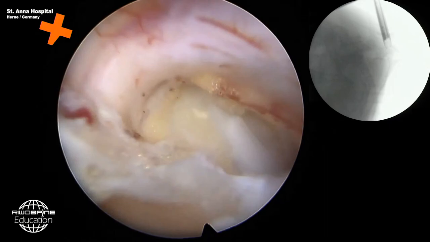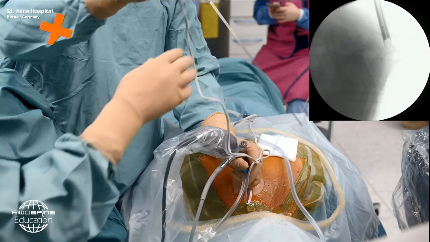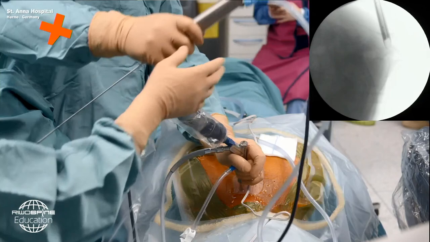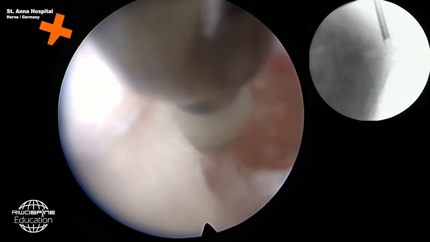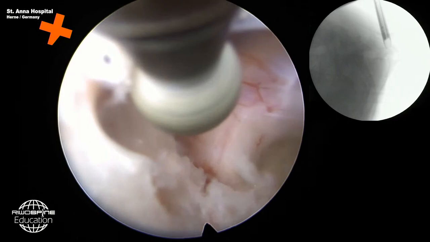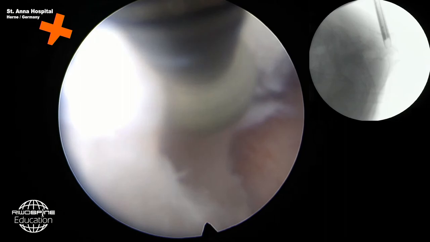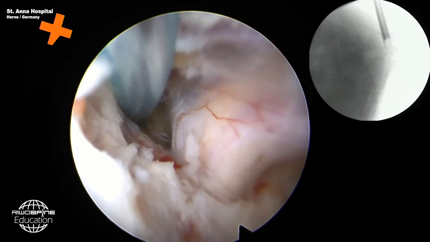So though I expect the pathology here in the shoulder area, I resect a little bit more bone to get access to the axilla portion of the C7 nerve. So that's the axilla portion of the C7 nerve here.